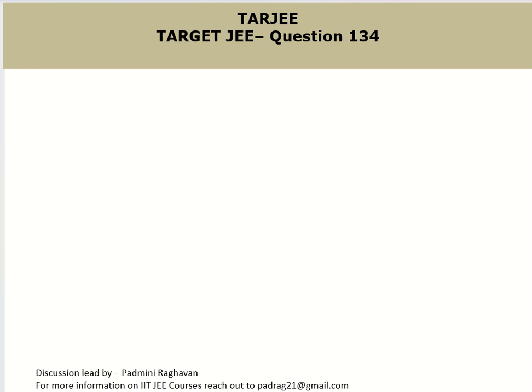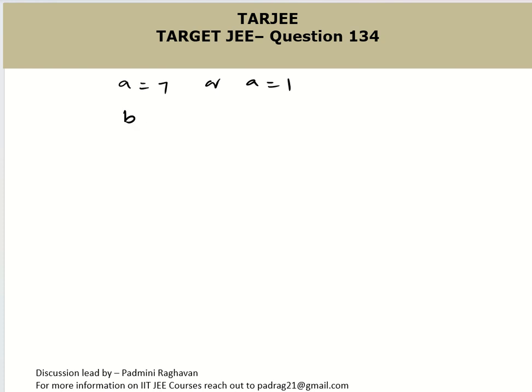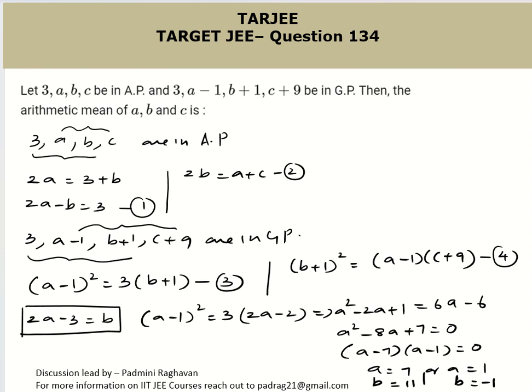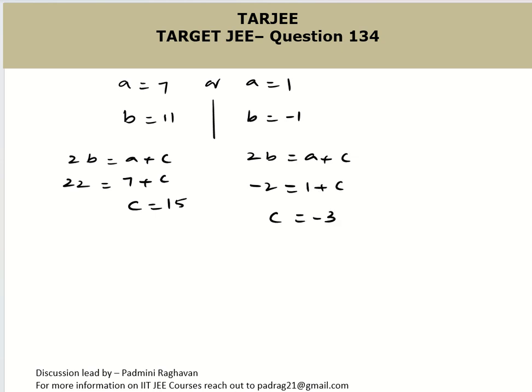Let's go to the next slide. We have 2 sets of values. A is equal to 7 or a is equal to 1. The corresponding values of b are b is equal to 11 or b is equal to minus 1. Let us also get the value of c. 2b is equal to a plus c. So 22 is equal to 7 plus c. This gives me c is equal to 15. Again, 2b is equal to a plus c. So minus 2 is equal to 1 plus c. This gives me c is equal to minus 3.